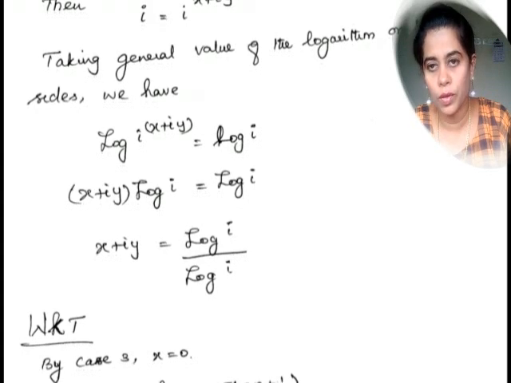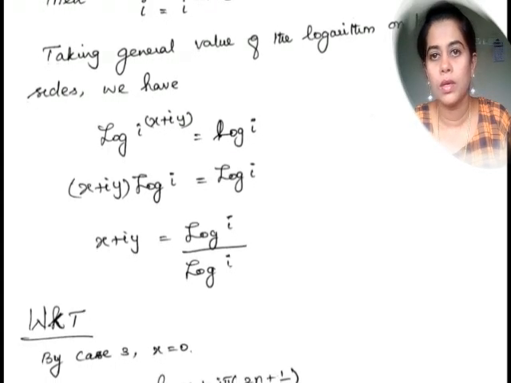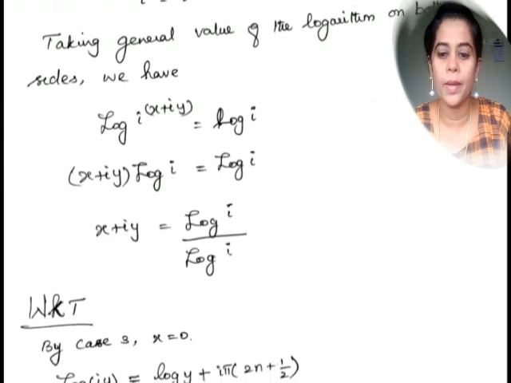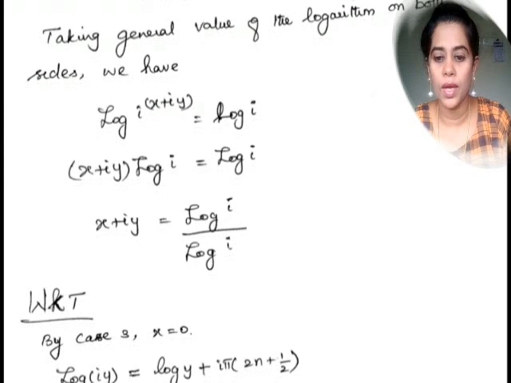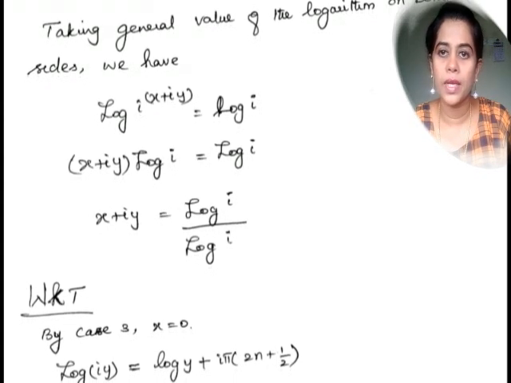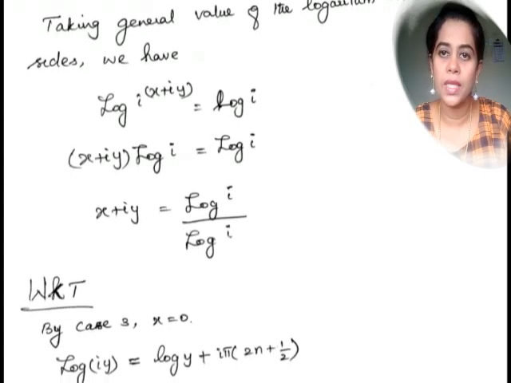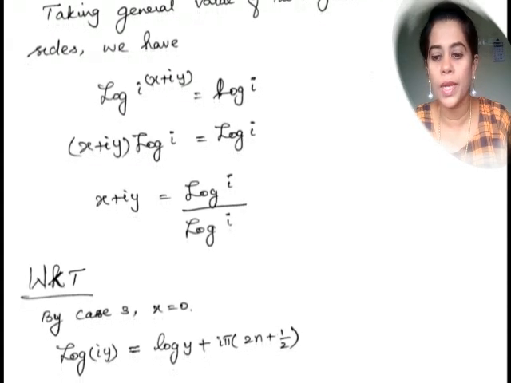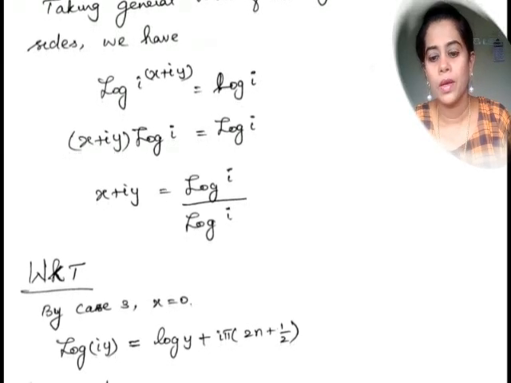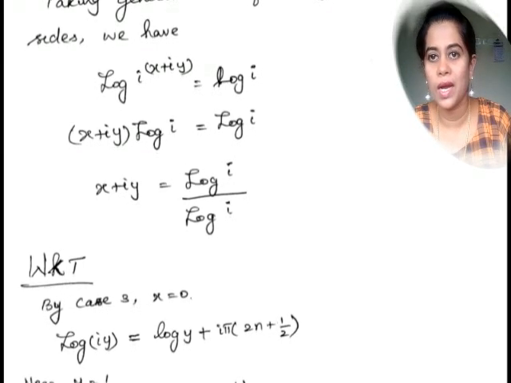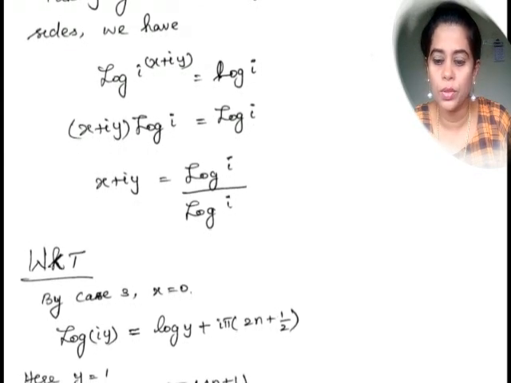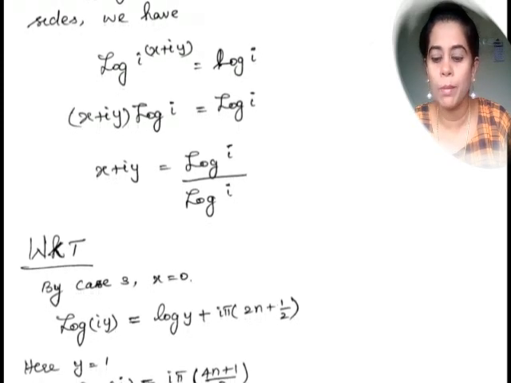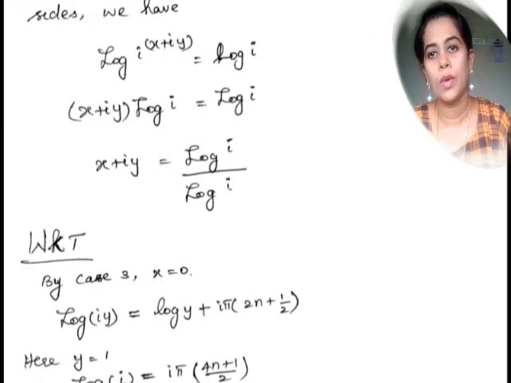So taking the general value of logarithm on both sides, capital Log function, that is Log of i power of x plus iy is equal to Log i. Then x plus iy is equal to Log i by Log i, differentiating these two Log i by the integers m and n. What is Log i? By case 3, considering the real portion is 0, when x is equal to 0, log iy is equal to log y plus i pi of (2n plus 1) by 2.